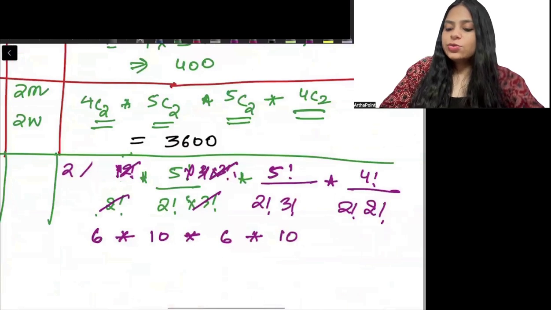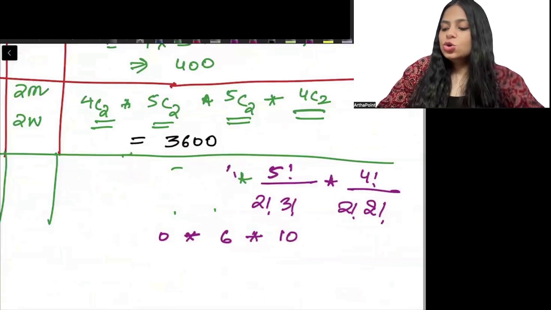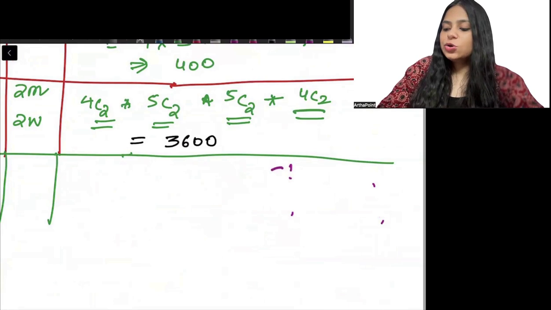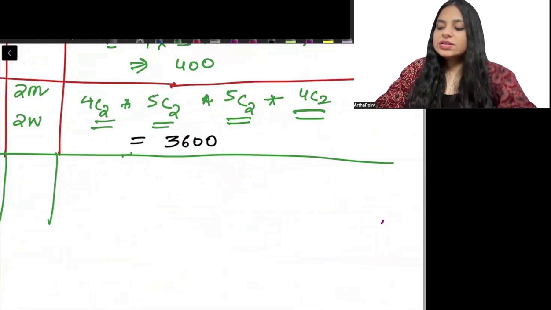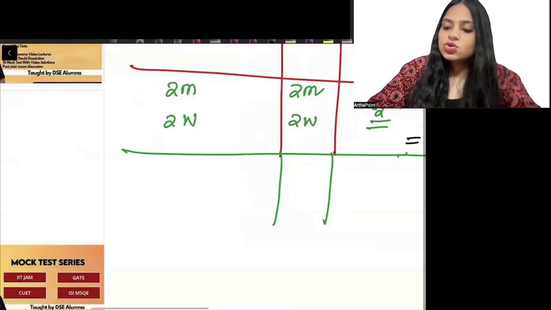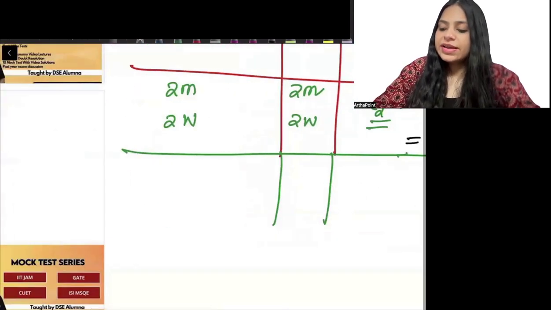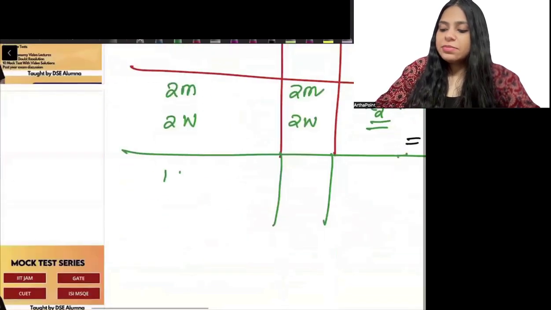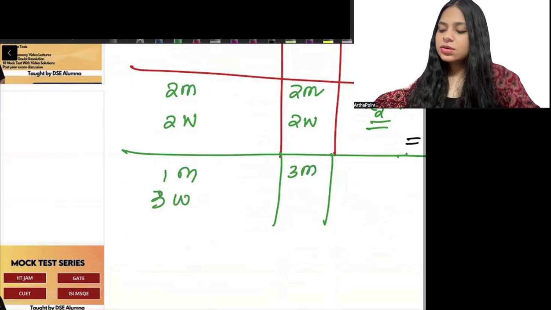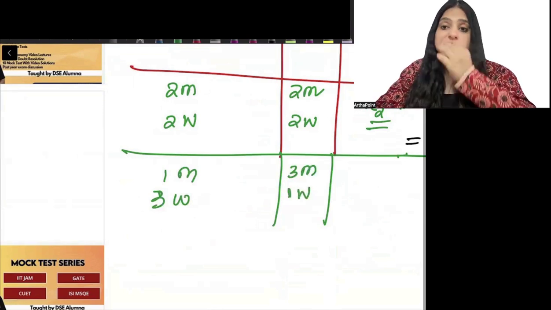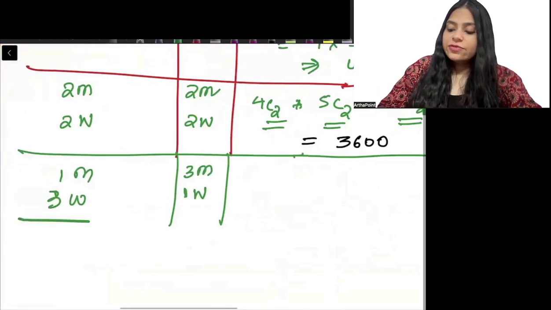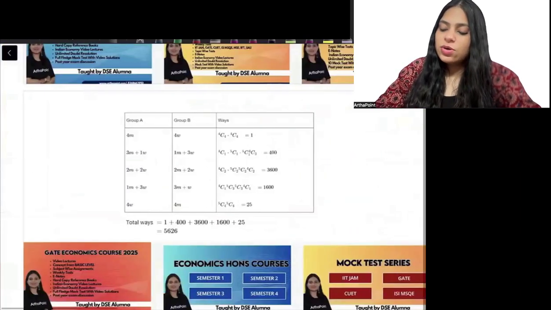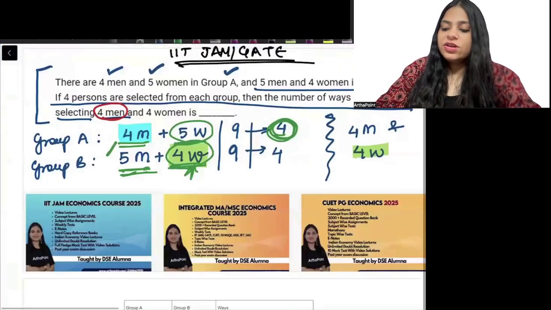Now, I need to take more cases here. So what I can do now is go ahead and take the next case, where I have taken 3 men, 2 men, 1 man, 3 women. And from the other group, I will take 3 men and 1 woman. Because in total I need 4 women. In total I need 4 men. So 1 man.